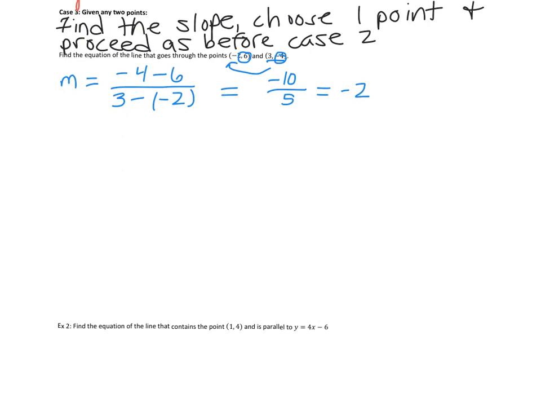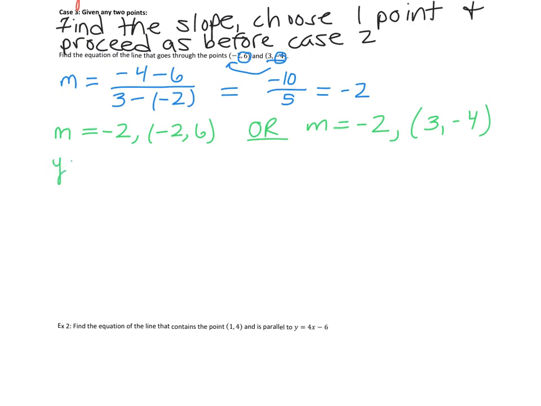All right, so we kind of have a choose your own adventure. We can finish the problem by using one point, let's say (-2, 6), or our other option is to use that slope we just found and use the other ordered pair, (3, -4). It doesn't matter. So let's do a couple different ways. Let's do the (-2, 6).